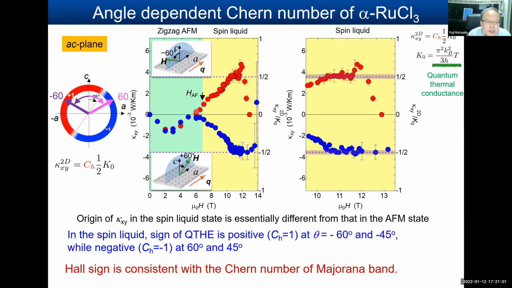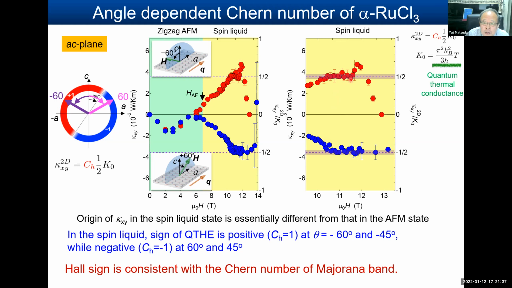Here is the thermal Hall effect in a magnetic field applied at minus 60 degrees and 60 degrees. In the antiferromagnetic ordered state, the sign for both field directions is the same. But in the spin liquid state, the sign change occurs. As you see, if you apply the magnetic field at minus 60 degrees, the sign is plus, and if you apply it at 60 degrees, the sign is minus. The sign is consistent with the prediction by Kitaev. And we observe the quantization for the positive field case.